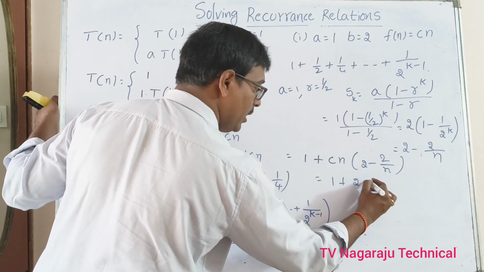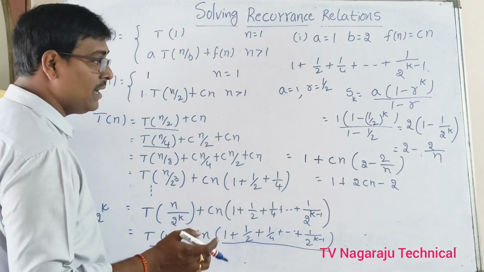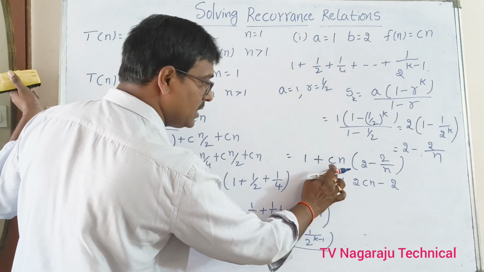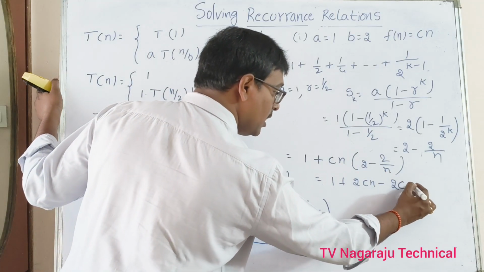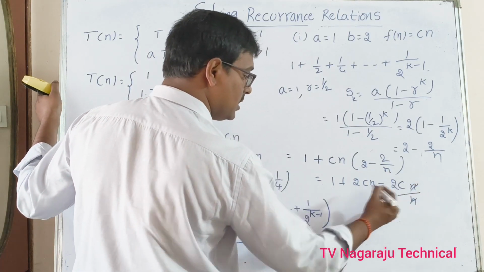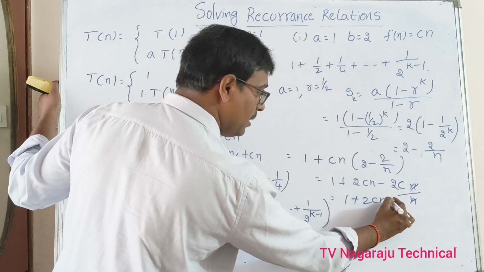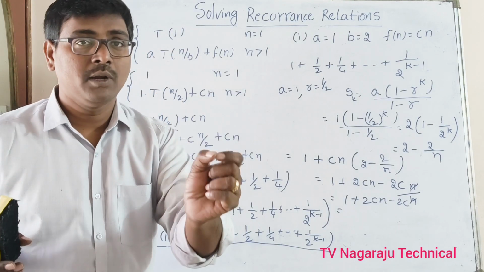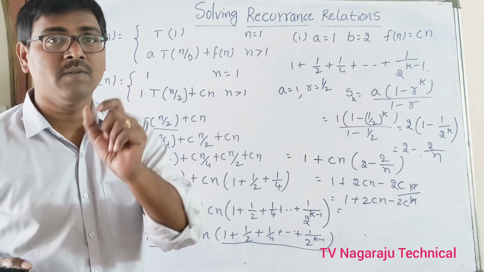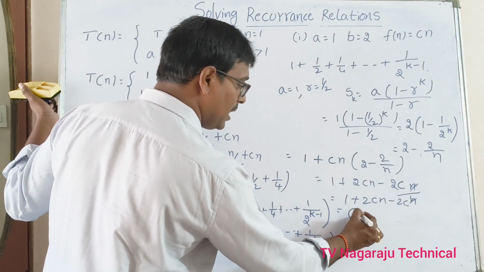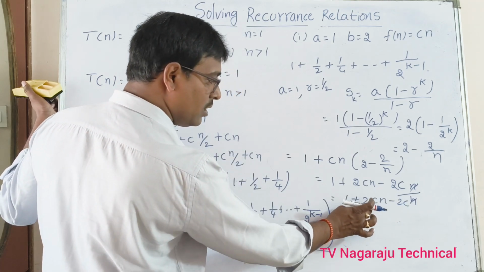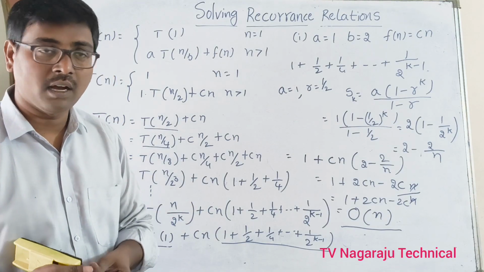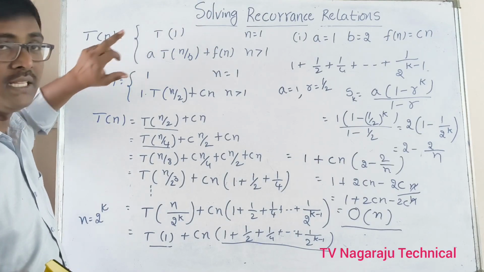So 1 + 2Cn - 2Cn/n. Cn times 2 is 2Cn, and Cn times 2/n is 2C, so the n is cancelled, giving 1 + 2Cn - 2C. What is the answer? You already know while taking the asymptotic notation, if you are doing any multiplication, addition, subtraction or division with constants, they are ignored. Finally, ignoring 2 into C, the answer is big O of n, or you can represent it in theta notation, theta of n. This is the time complexity for this recurrence relation.